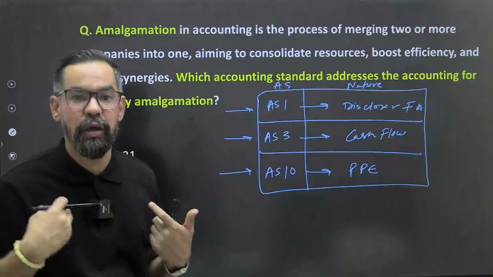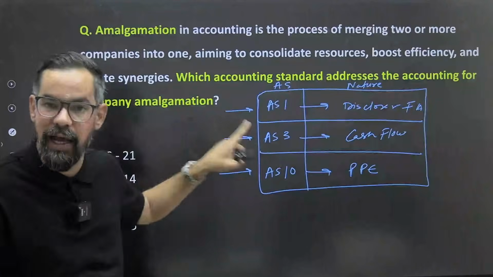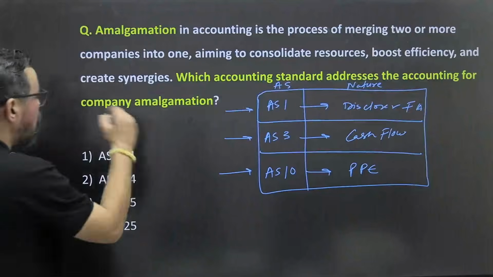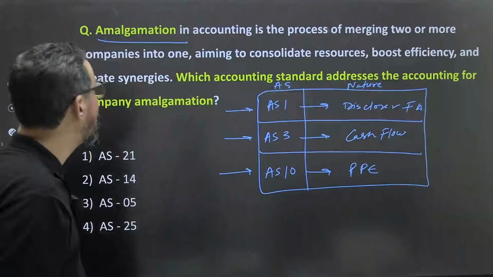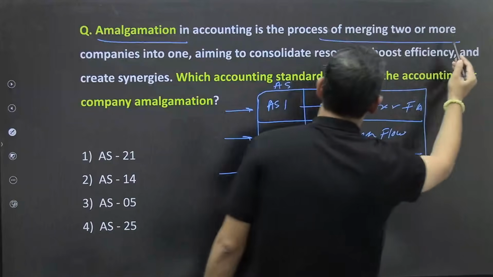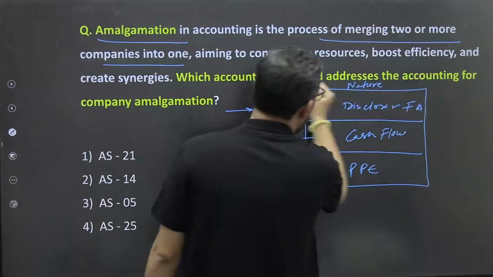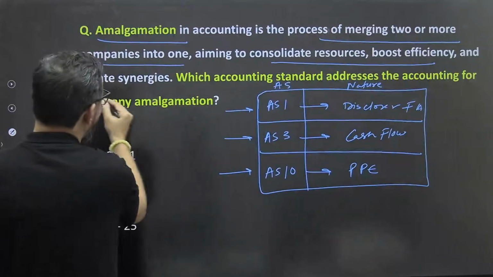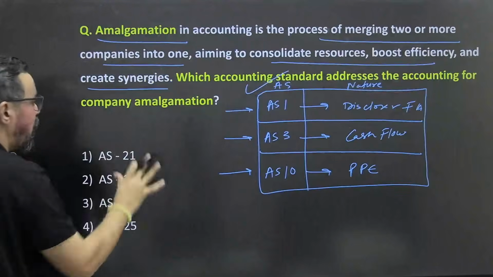And I'll make sure you'll get the perfect practice or best practice, so you will be able to solve these kind of questions. All right, so now the question is for half marks. This was previous to previous year question. Amalgamation in accounting is the process of merging two or more companies into one, aiming to consolidate resources, boost efficiency, and create synergies. Which accounting standard address the accounting of amalgamation?